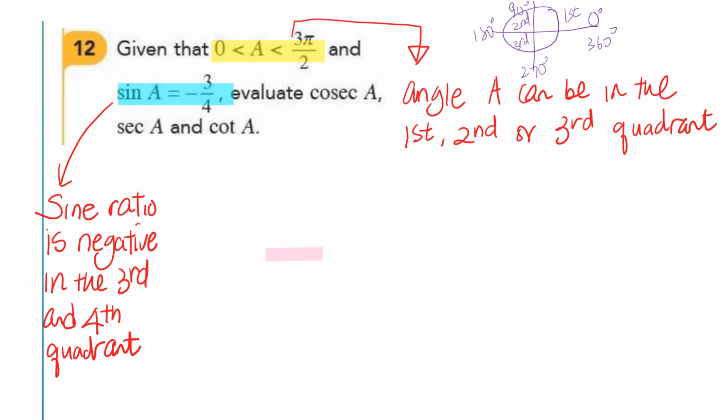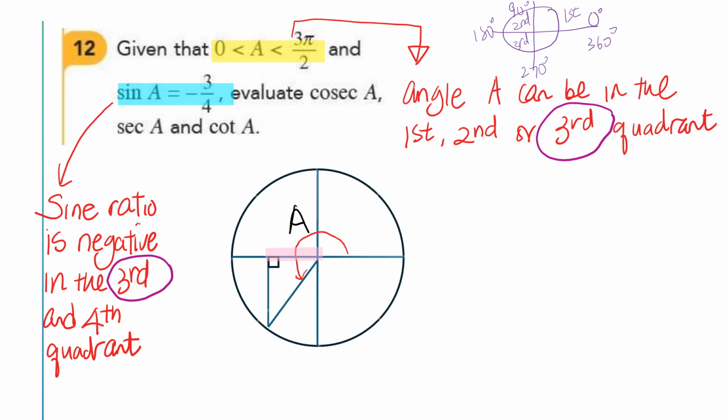Okay, it has to be in third and fourth. So we're going to do some matching. So from the first case, your angle A can be first, second, or third. From the second case, your angle A can be third or fourth. So if you compare these two results, which one is the one that satisfies both? Yes, of course, it's in the third quadrant. So we need to draw the diagram in the third quadrant. So let's start off by, wow, beautiful circle. Let's start off by drawing the triangle in the third quadrant.